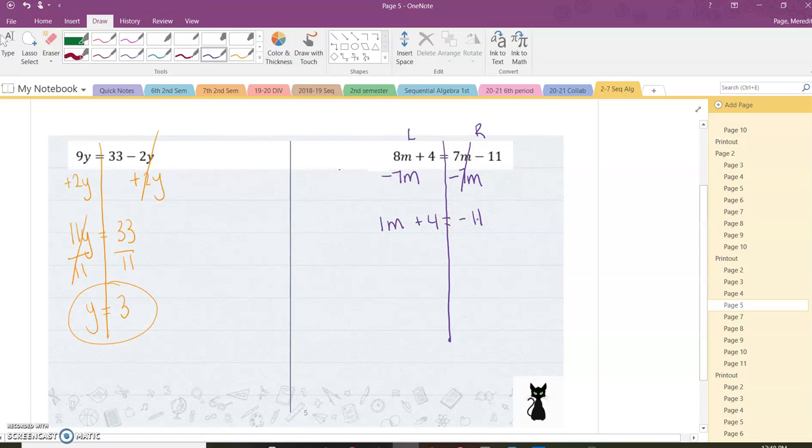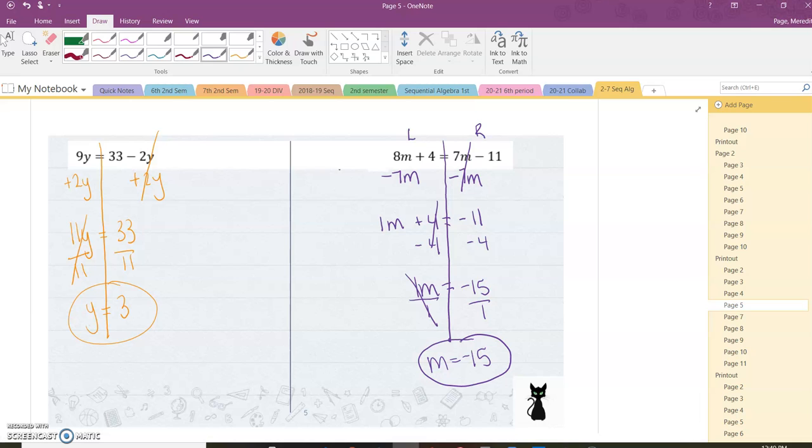Now what you notice is I have a basic two-step problem. So I'm not done yet because I'm still moving terms from side to side. So I need to move over that positive 4 to the other side. So I'm going to minus 4 to both sides. Bring down the 1m. This is where grabbing your calculator would be very helpful. Negative 11 minus 4 is negative 15. Now to get the variable by itself, I'm going to divide both sides by 1. The 1's cancel. M is equal to negative 15. Circle it. You are done.